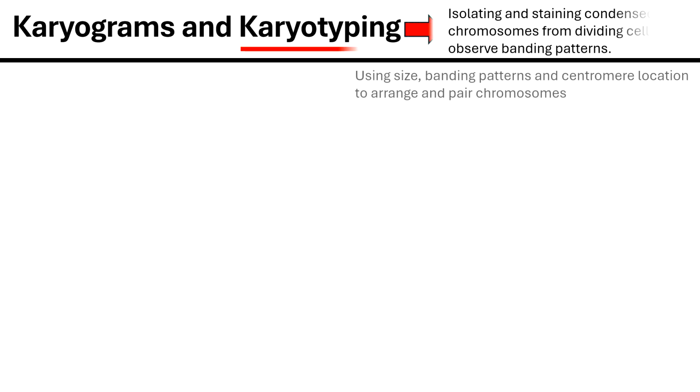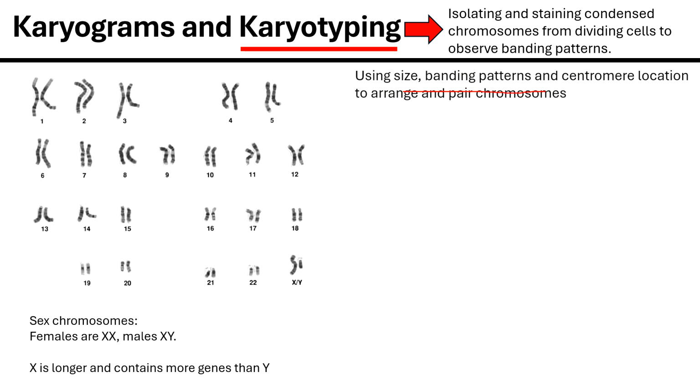Karyotyping is the process by which we isolate certain chromosomes and, using size, banding patterns, and centromere location, as you see here, we arrange and pair them. So we'll see that there are different sizes around here. You'll see that this one's smaller, 21 is smaller than 1, and so forth. And we have the centromere location. So the centromere in this chromosome would be about here, whereas in this chromosome it would be about here. Okay, so we use these little factors to arrange them.